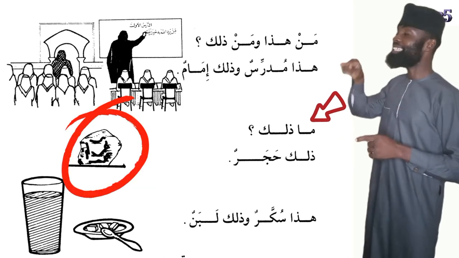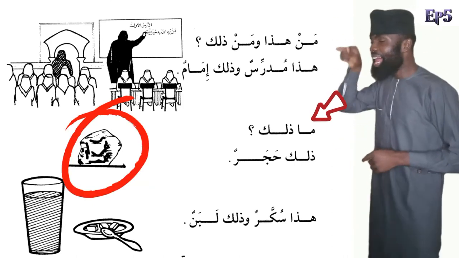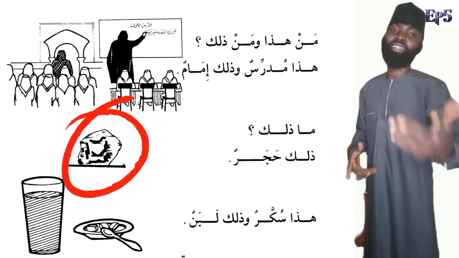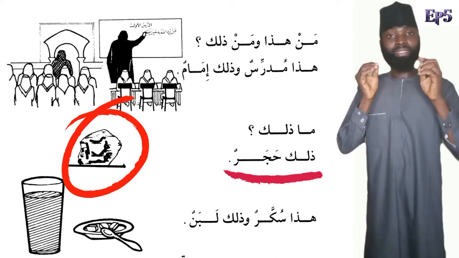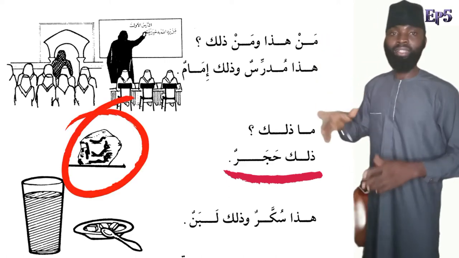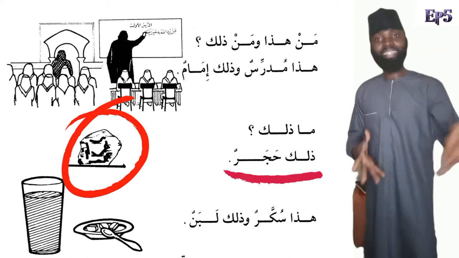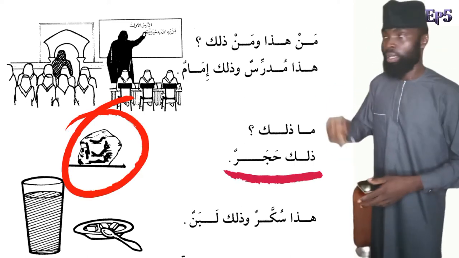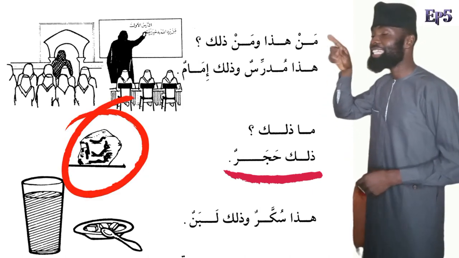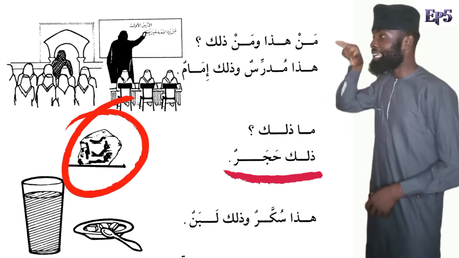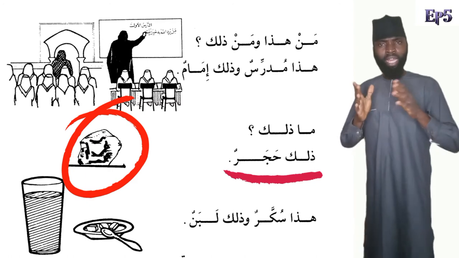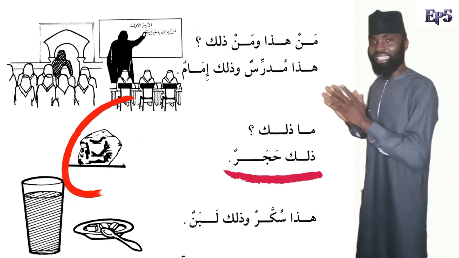Mazalika, what is that? And the response usually starts with a distal demonstrative pronoun, because the stone is a distance from both the speaker and the listener. So you, the listener, will respond by saying, Dhalika hajarun. That hajarun is a stone. Hajarun, stone. Dhalika hajarun. That is a stone. MashaAllah. Now let's move on to the next image.